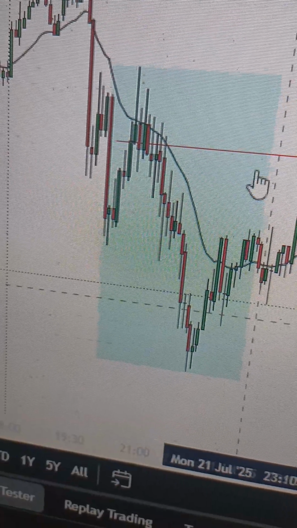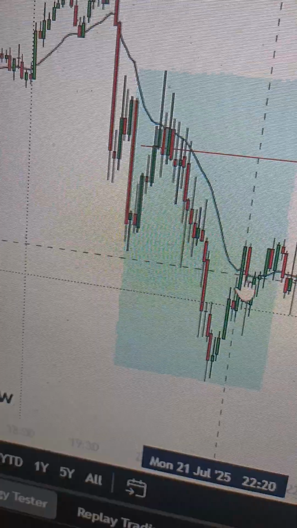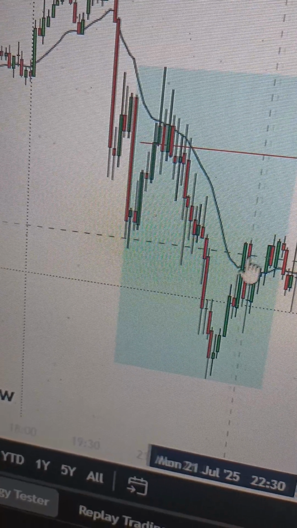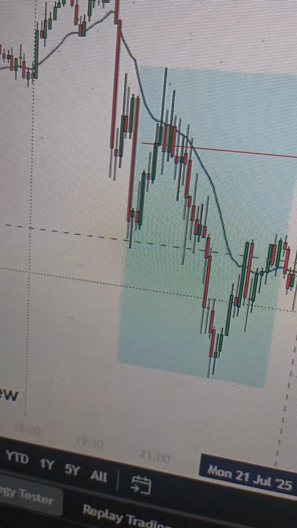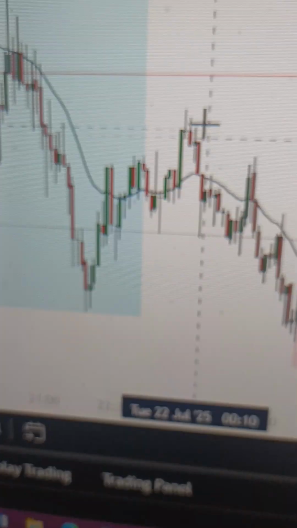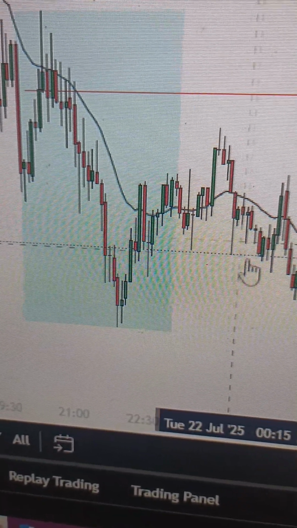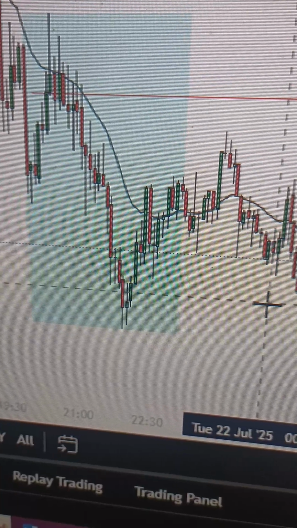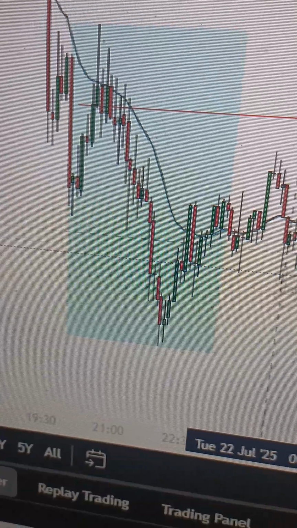So that is one. We have a break of the 20 EMA here, but the market does not stay above the 20 EMA. We have the market playing around, and I'm not in for those games. We break again below the 20 EMA. You see here, you have broken below the 20 EMA, right? What does the market do? We break below the 20 EMA. I want a retest of the 20 EMA, which we get here.